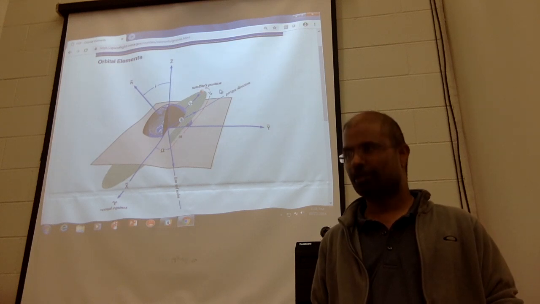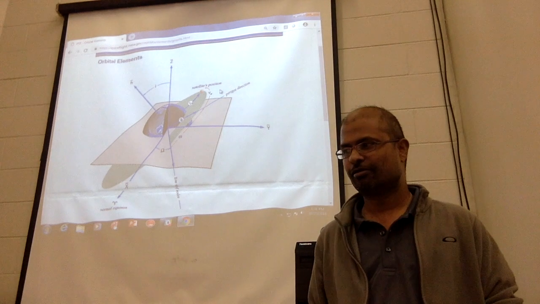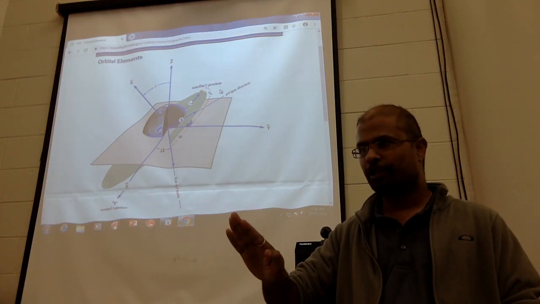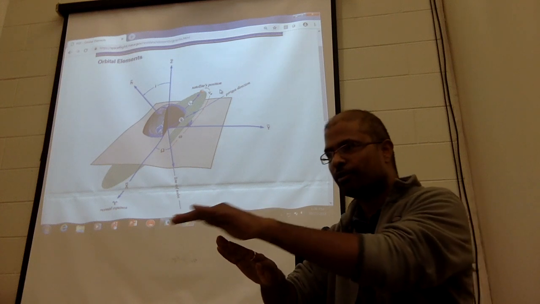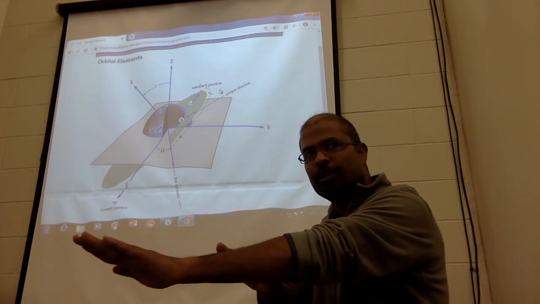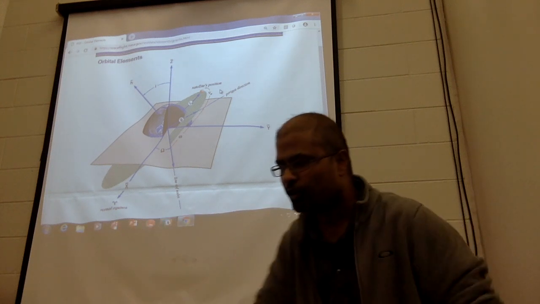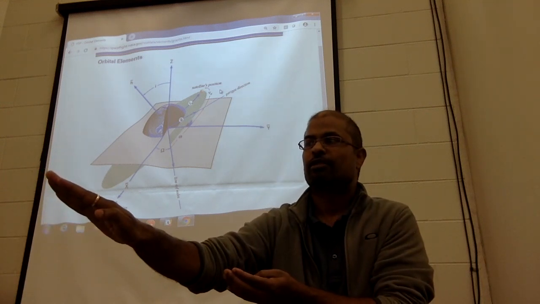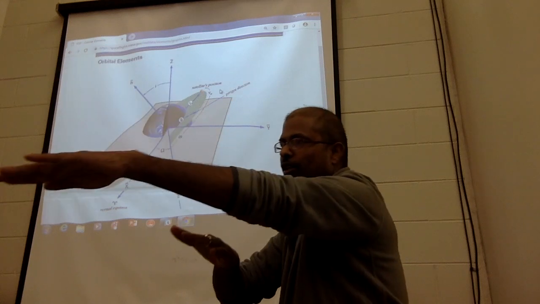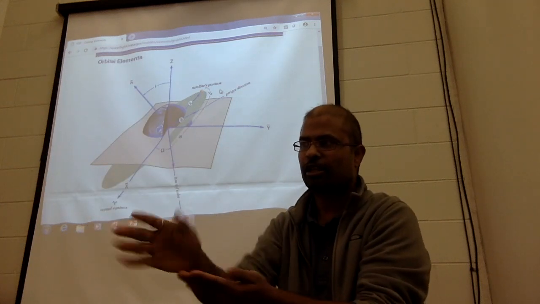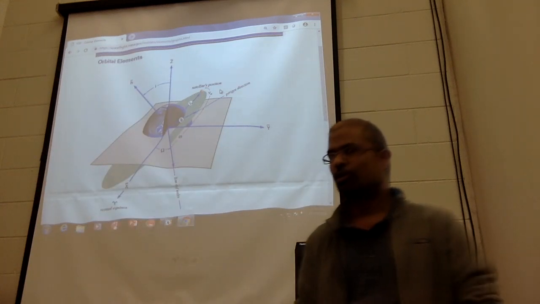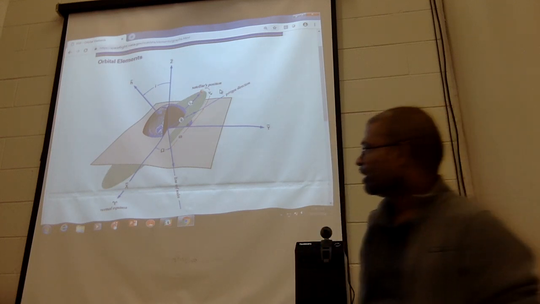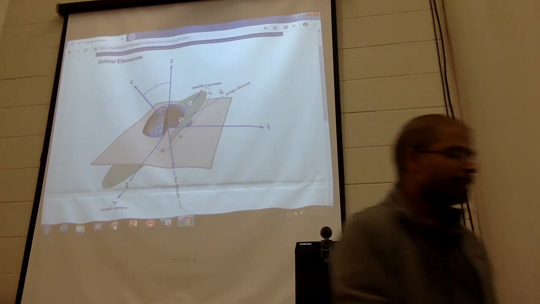The consequence of tilt is seasons. You get it? Because of the tilt, when the northern hemisphere is facing the sun, it's summer. It goes this way, the southern hemisphere is facing the sun, and the northern hemisphere is facing away from the sun. For the southern hemisphere that is summer. That is the consequence of tilt. Got it?